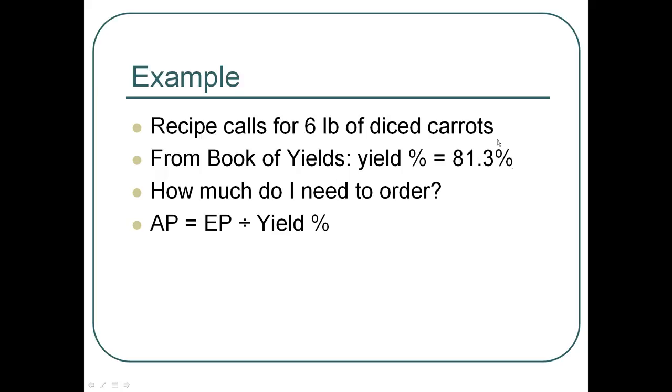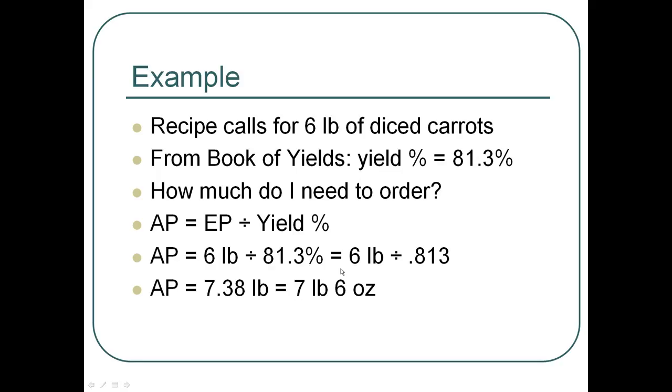So I go to my book of yields and find the yield percentage is 81.3%. Then I just plug it into this equation. The AP is going to be 6 pounds divided by 81.3%. To get your percents into a number, you move your decimal point over 2 places. So 6 pounds divided by 0.813. That's going to give me 7.38 pounds that I need to order. You can leave it as that quantity, or you can take it over to 7 pounds, 6 ounces. It's completely up to you.